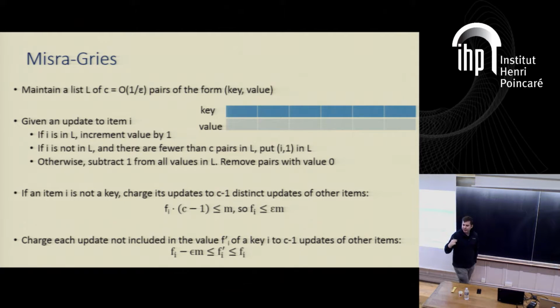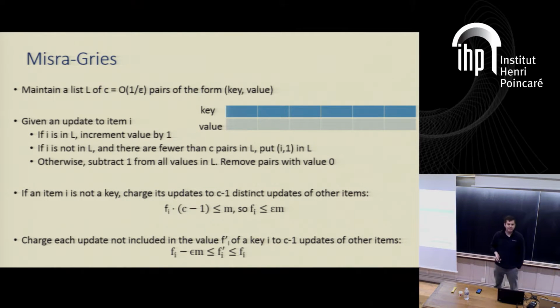For each update we're not accounting for in the table, we can charge it to C minus 1 decrements to other values, updates in the stream. So for each update, it's actually the same formula. The number of updates that I don't account for times C minus 1 has to be less than M. So in total, I have at most epsilon M updates that I don't account for. And so this gives me a guarantee that for all items that do appear in the table at the end of the stream, I have an additive epsilon M approximation to their frequency.